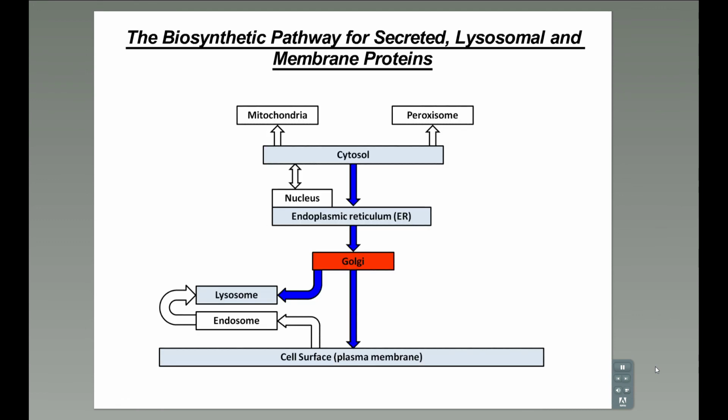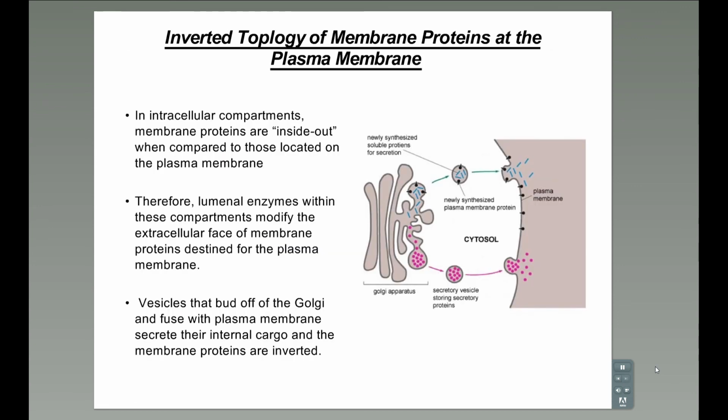After the Golgi, membrane and water-soluble proteins have two options. They can go to the lysosome or to the surface or the plasma membrane, where if they're membrane proteins, they become resident, and if they're water-soluble proteins, they are secreted into the extracellular matrix. Our last stop on the secretory pathway is, of course, the plasma membrane.